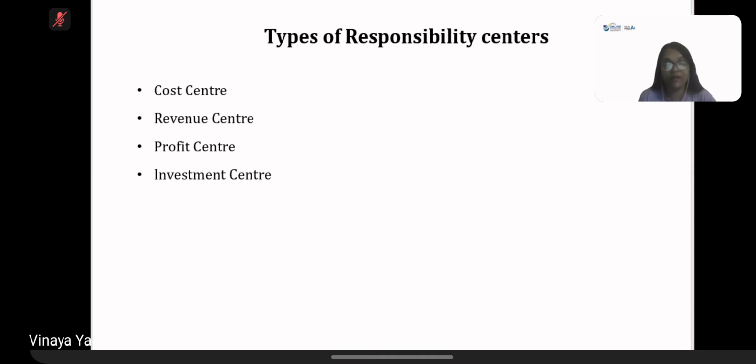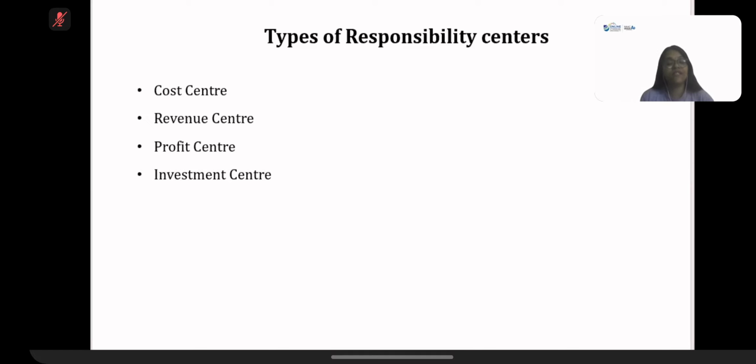Second is revenue center, which is responsible for generating the revenues. It includes your sales team, marketing teams, जिनके प्रमोशन से आपको customers मिलेंगे. Then comes the profit center. Profit center is responsible for what, student? Revenue भी generate करना, cost को भी control रखना ताकि वो profit बना सके. कॉस्ट ज्यादा हुआ, रेवेन्यू कम हुआ तो लॉस हो जाएगा, तो आपको इस चीज का बहुत ध्यान रखना होगा.